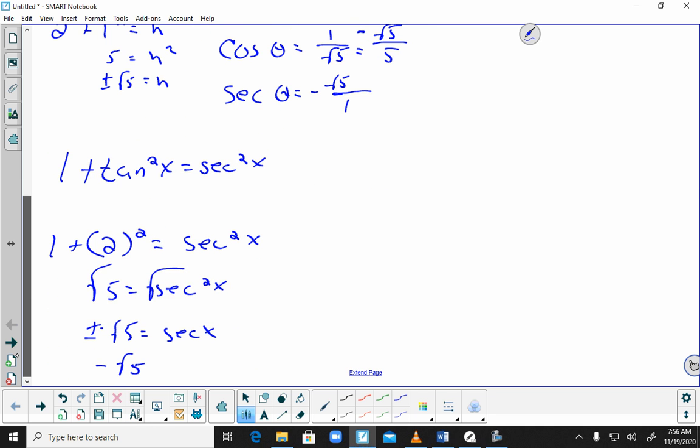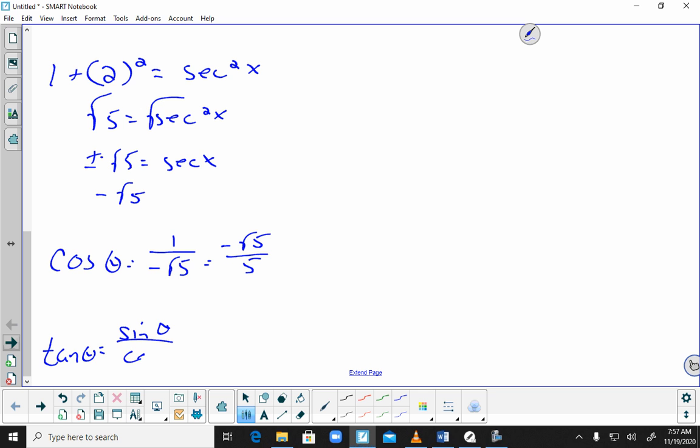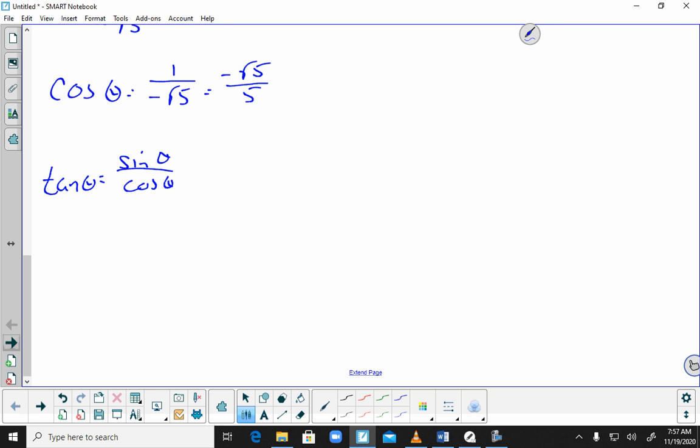And then once I have the secant, I can find the cosine. The cosine is going to be the reciprocal, so 1 over a negative square root of 5, which will be a negative square root of 5 over 5. Then if I have the tangent and the cosine, I'm going to say the tangent of theta is equal to sine over cosine. So to do this, I am going to say the tangent, which was 2, is equal to sine over the cosine, which is a negative square root of 5 over 5. So I'm going to multiply both sides by negative square root of 5 over 5.